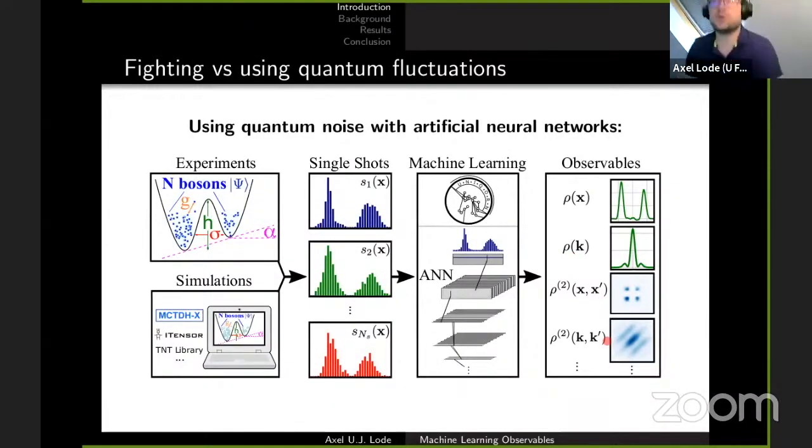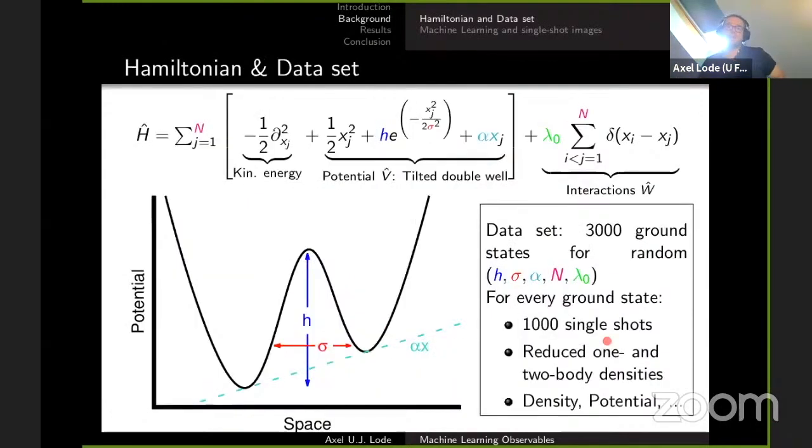So that concludes the introduction. Let's come to the Hamiltonian and the data set, the theoretical background. We consider, for the sake of simplicity, a state of a variable number of bosonic ultracold atoms in a double well potential.